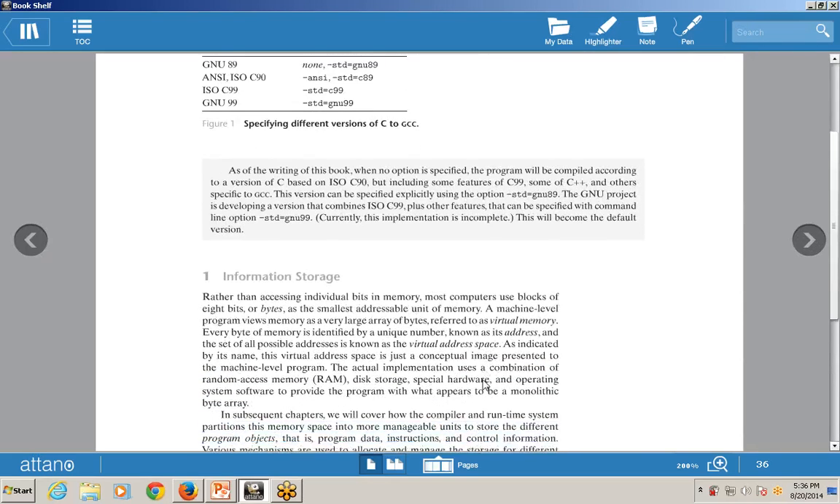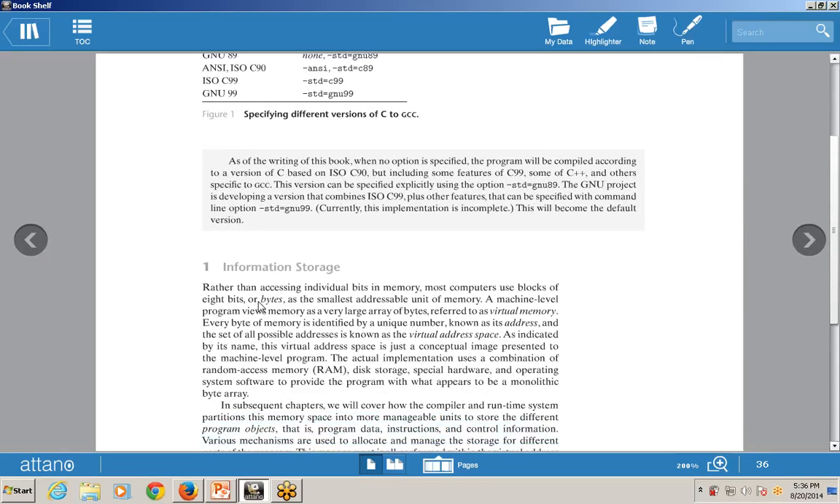So starting with the first topic, that is information storage. This says rather than accessing individual bits in memory, most computers use blocks of 8 bits. As I told you in the last class, a combination of 8 bits is known as a byte, the smallest addressable unit of memory. Means whenever we have to store data, we can use the bit, byte, kilobyte, gigabyte and so on.